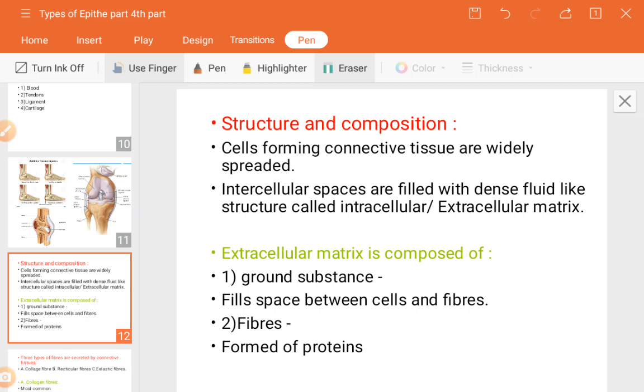Next, structure and composition. Cells forming connective tissue are widely spread. See, all connective tissues are spread all over the body parts. Intercellular spaces are filled with a dense fluid-like structure known as the intra or extracellular matrix. See guys, now I will show you how the intra and extracellular spaces can be filled.